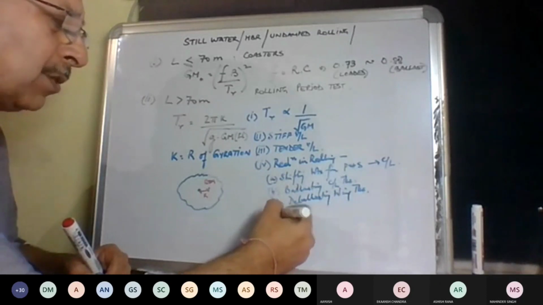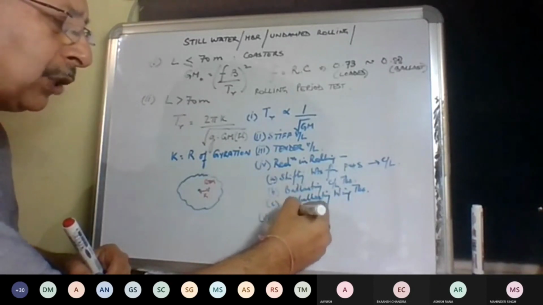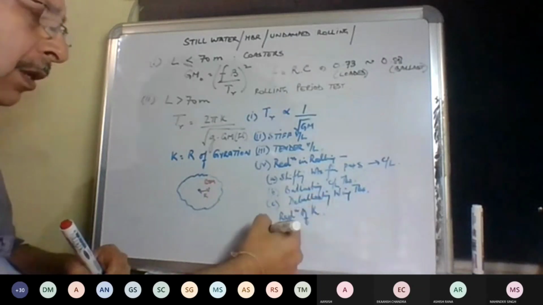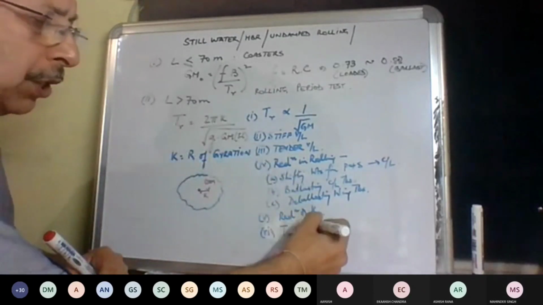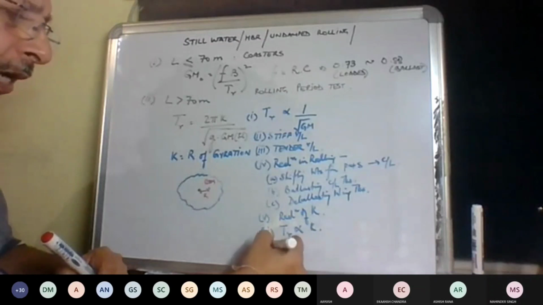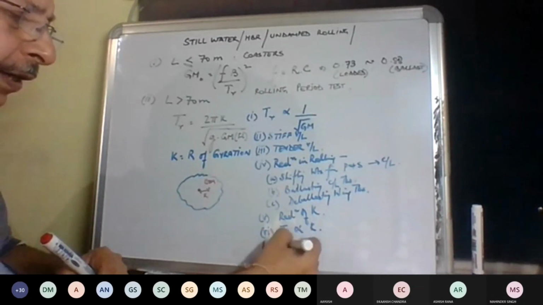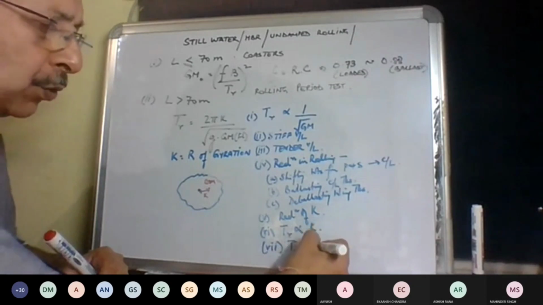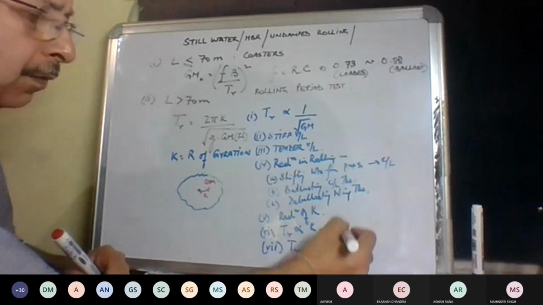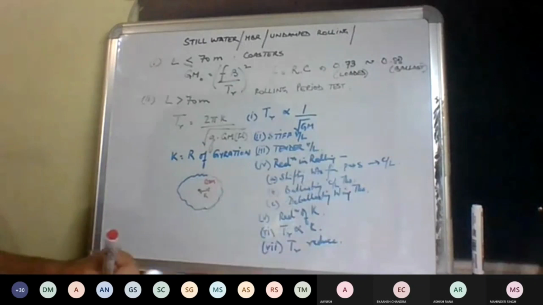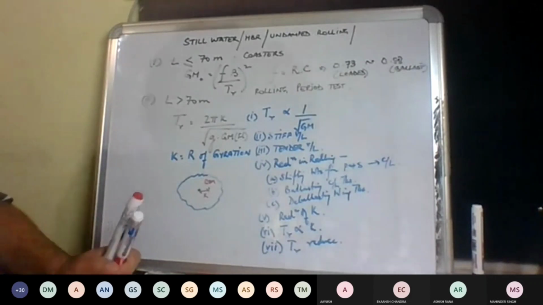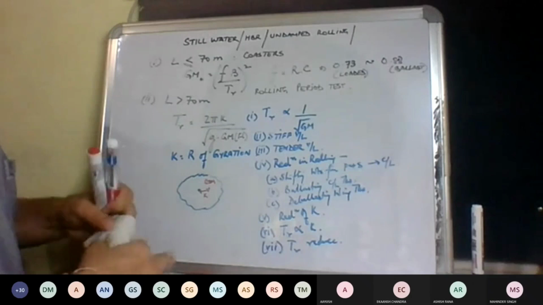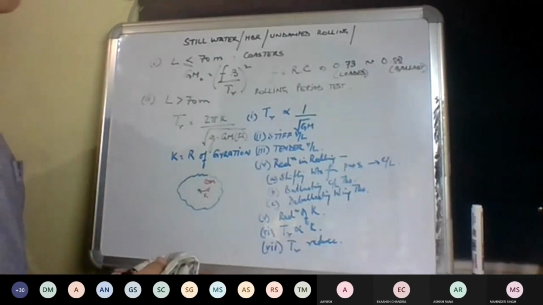By these three methods, what I'm doing is leading to a reduction of K. And my TR is directly proportional to K. So that means I will lead to a reduction of time period of roll. TR will reduce. This is known as still water rolling, also harbor water rolling, also undamped rolling.